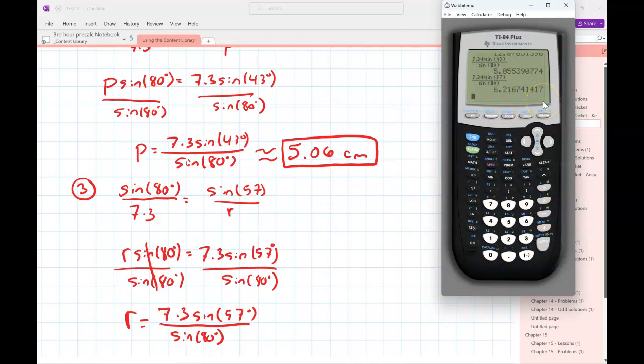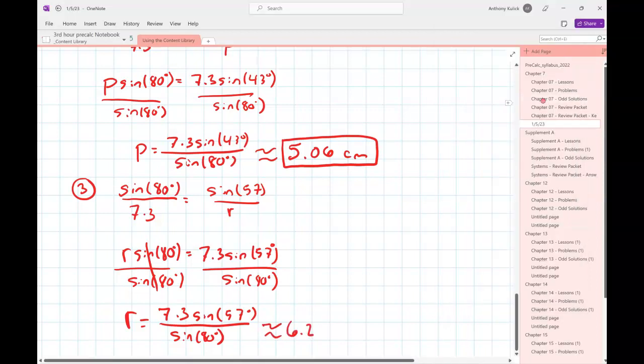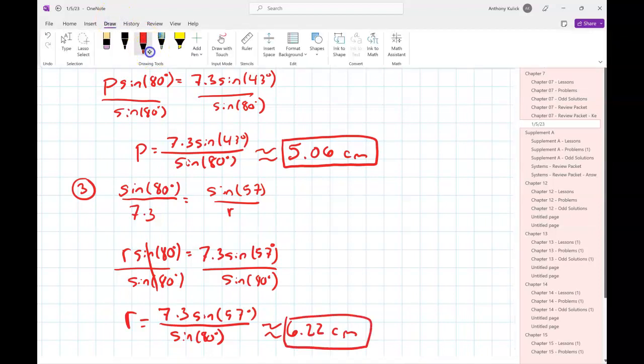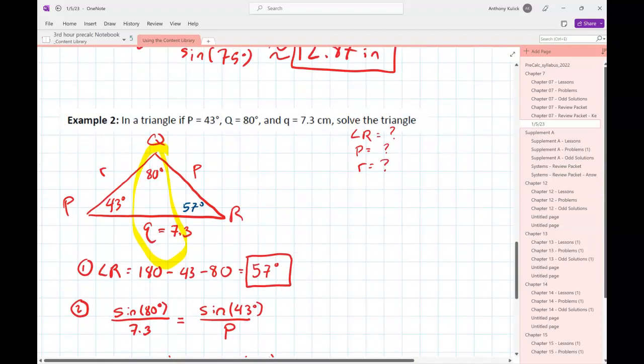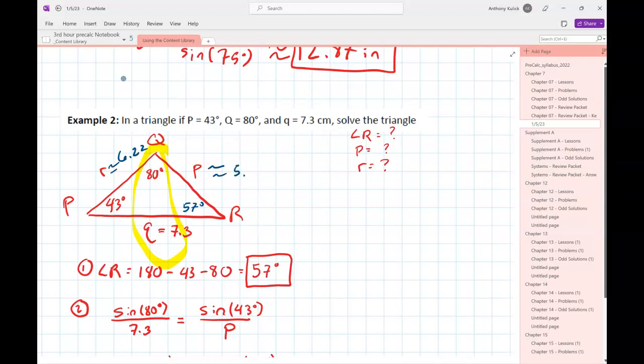And there's my answer. So 6.22. And then if I want to go check, usually the easiest way to do that is plugging them in to our picture and just making sure the biggest side is opposite the biggest angle, the middle side is opposite the middle angle, and the smallest side is opposite the smallest angle, which all kind of checks out here, right?